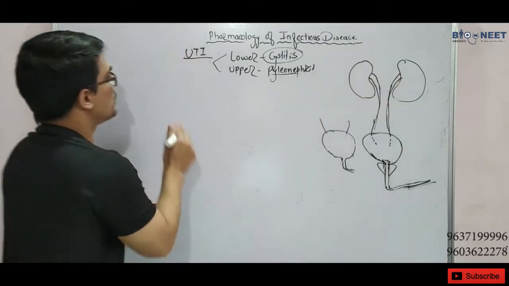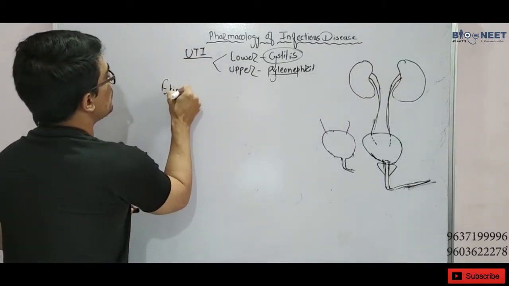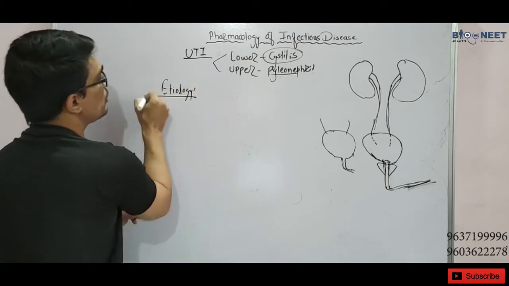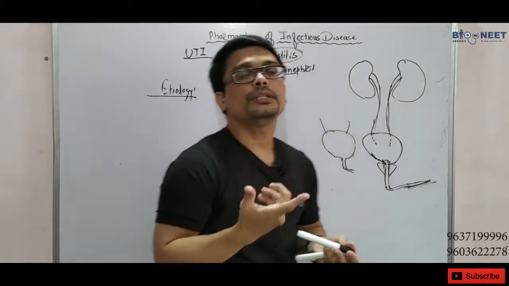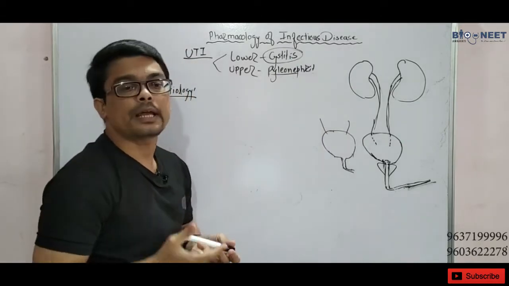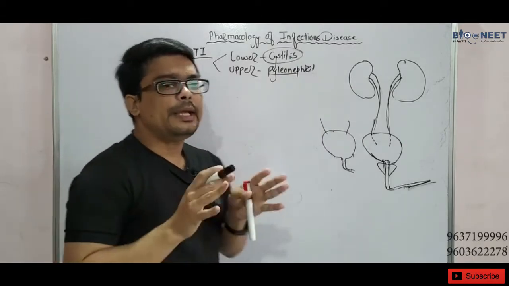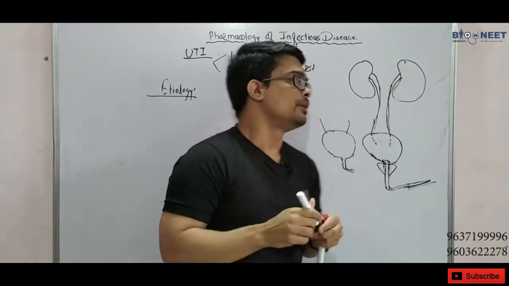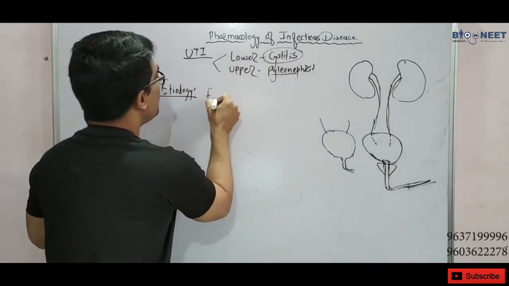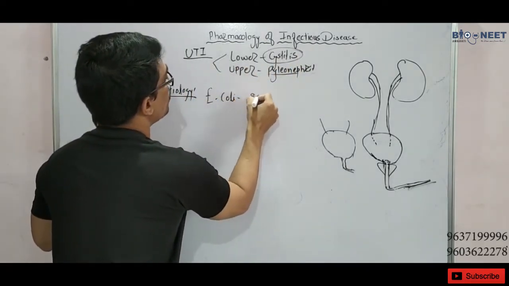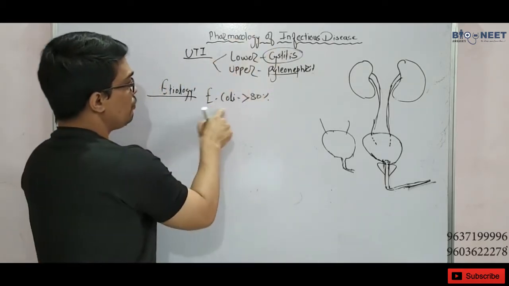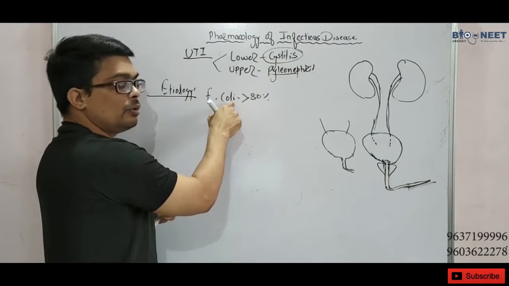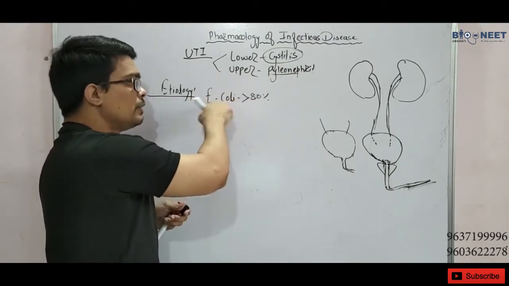Now what are the causes? You can see the etiology. Whenever there is a disease, there should be some etiology, right? So what is the etiology? Usually which infectious agent is responsible for the urinary tract infection? Usually 80 to 90% is caused by E. coli. E. coli accounts for more than 80% of urinary tract infections. If you know the bacteria, you will know which antibiotic you are going to use against it.